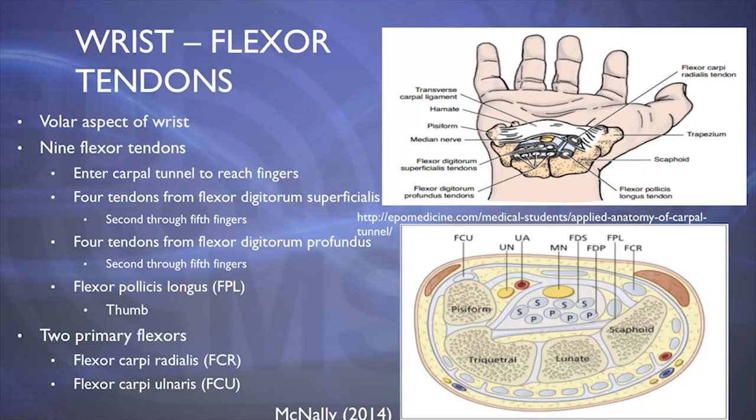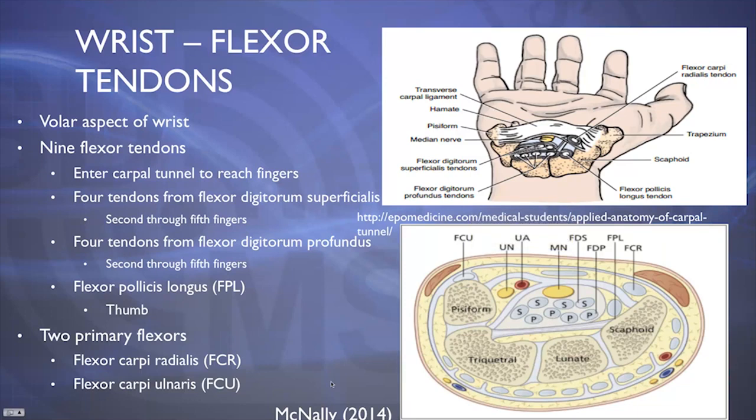There are 4 tendons from the flexor digitorum superficialis, indicated here by the S, and on this diagram here, the more superficial layer will be the superficialis flexor tendons. And then there's 4 tendons that form the flexor digitorum profundus, or the deeper row of the flexor digitorum tendons. Again, here where everything is labeled P. We also have the flexor pollicis longus tendon, and this will be going towards the thumb. And this is also located within the carpal tunnel. It's located here, and it's located here.